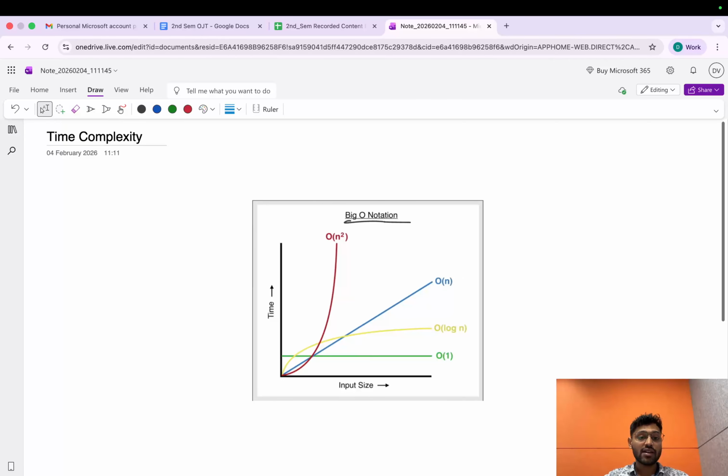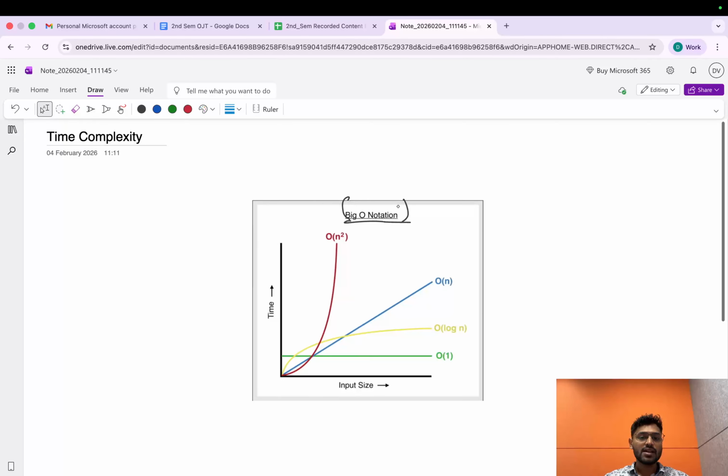And how are we going to calculate this time complexity? There are some notations, and big O notation is the main one, because big O notation deals with worst case time complexity, meaning it cannot go beyond that. In the worst case, it takes this much amount of time. So that is what we are going to calculate.